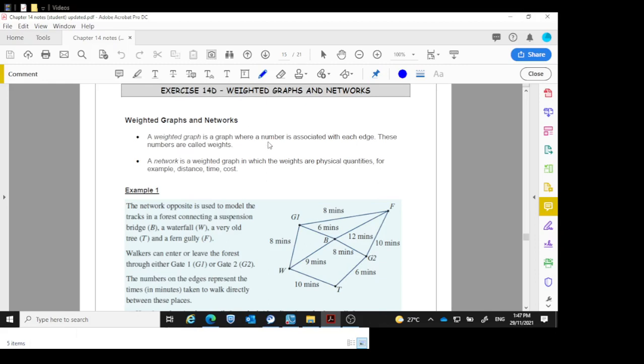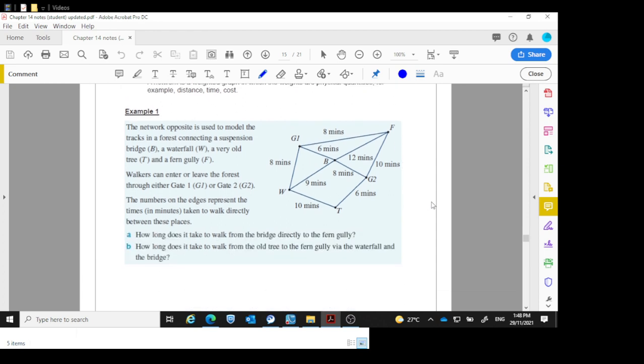Weighted graphs and networks. A weighted graph is a graph that actually has numbers on the edges. These numbers are called weights. Now they can be anything. It could stand for time, it could stand for cost, it could stand for distance. It doesn't matter what it stands for, we just adapt what we're writing for it.